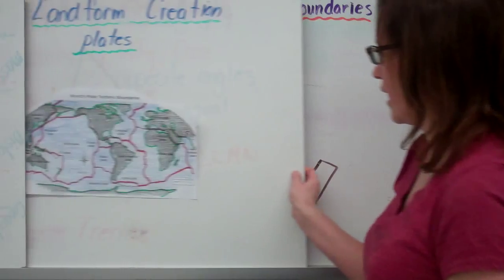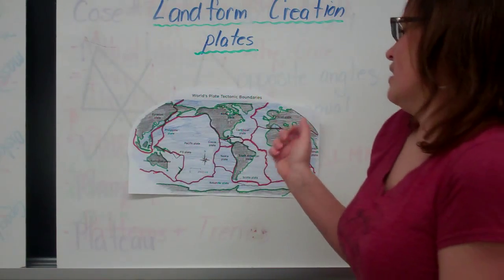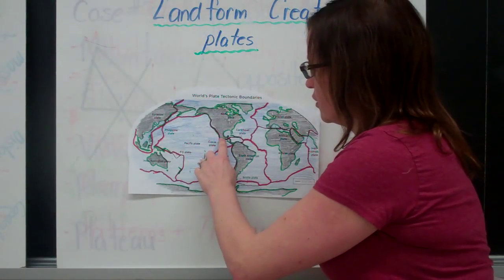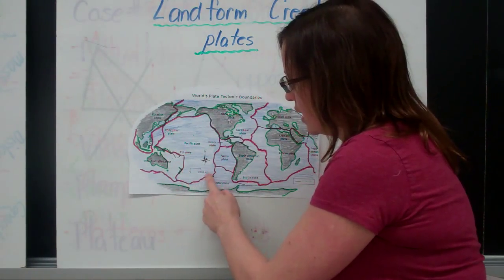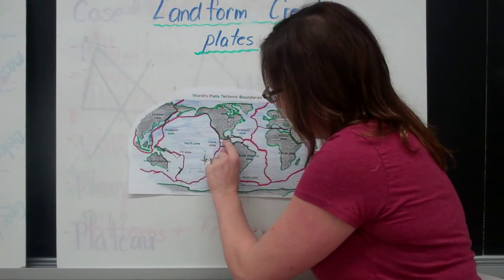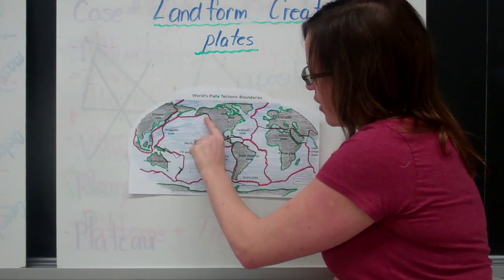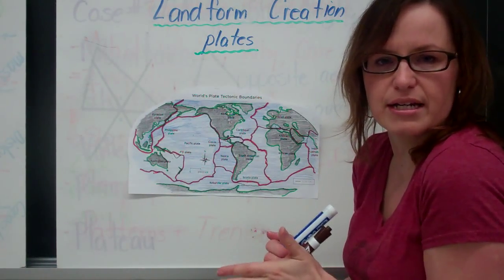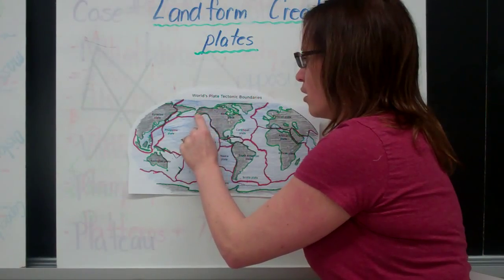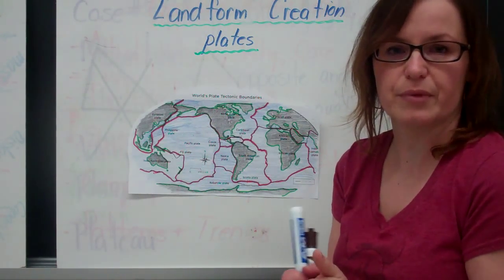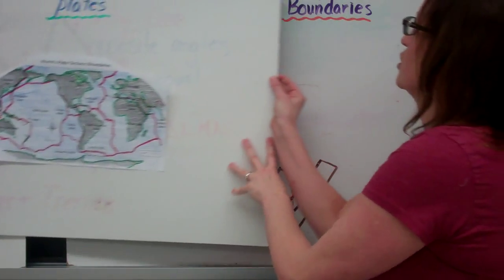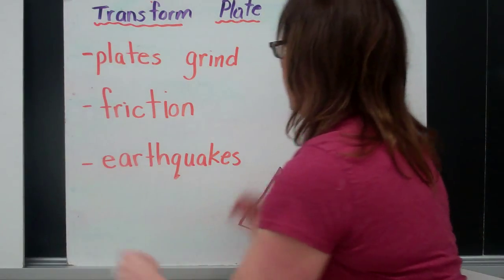So if we look back on here, the picture that I showed you, it's a very small area. This plate here, it could be grinding along this plate here or this plate here. And this entire area here could be grinding along and be creating friction, and you could get earthquakes that occur anywhere along the boundary of those two plates rubbing together. So those are transform plates.